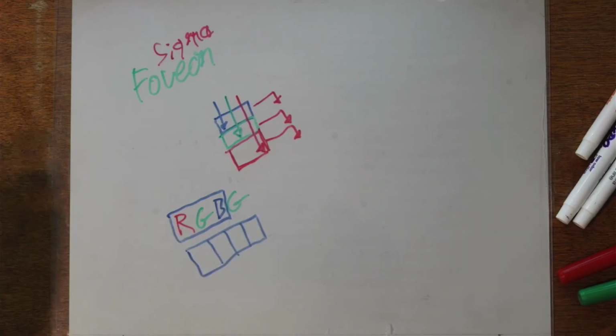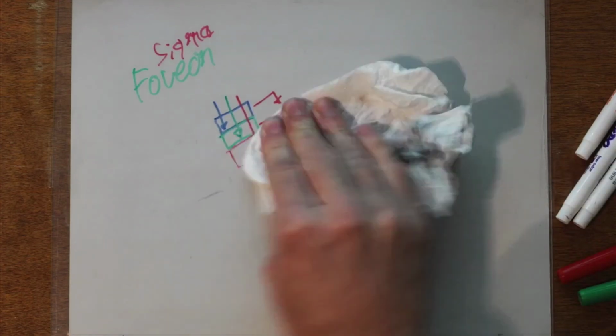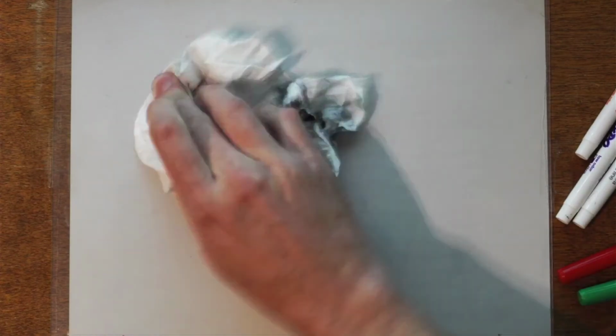There's an absolutely absurd way to do this. This is a really cool method that nobody uses for cameras because it's just completely crazy. And that is using a prism to split your image.